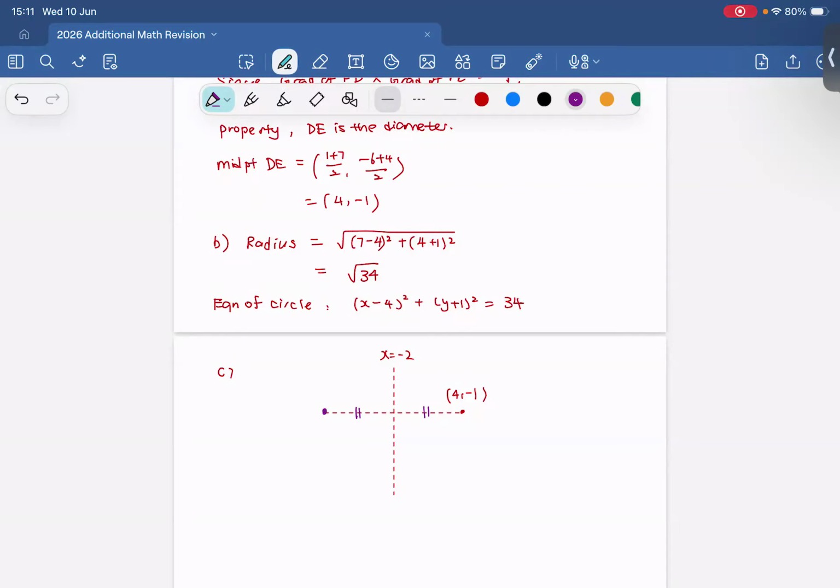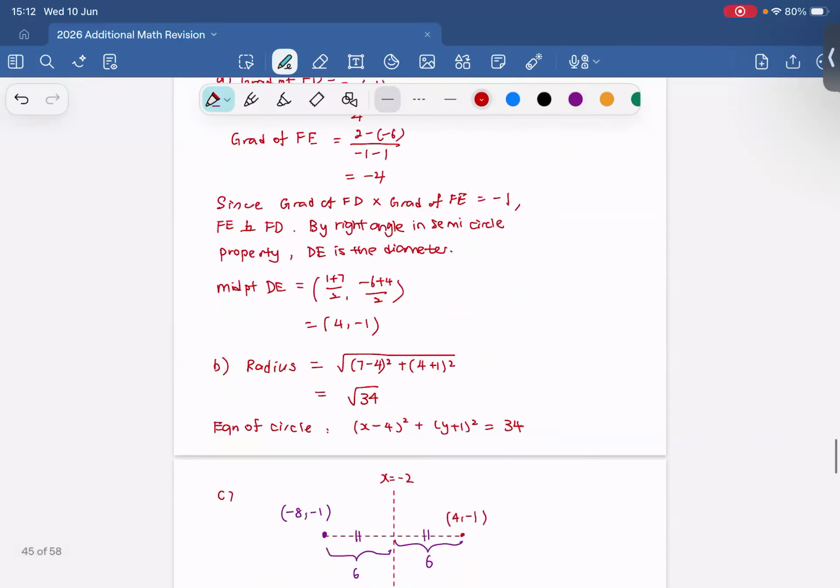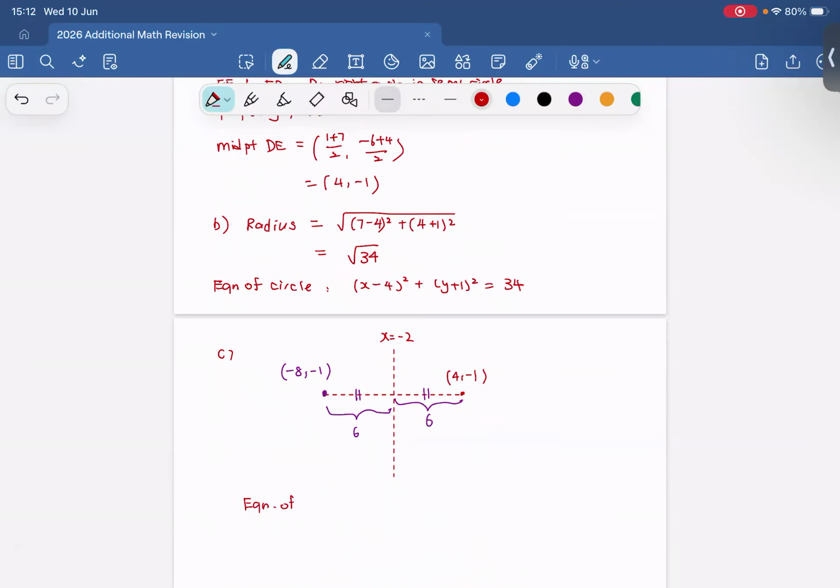Okay, so for those who can't see, this length is 6 units. 4 to -2 is 6, so this has to be 6. So if this is 6, then the x coordinate will become -8. The y coordinate will remain the same. So what did they ask? Find the equation of C2. So the equation of C2 is (x + 8)² + (y + 1)² = 34.